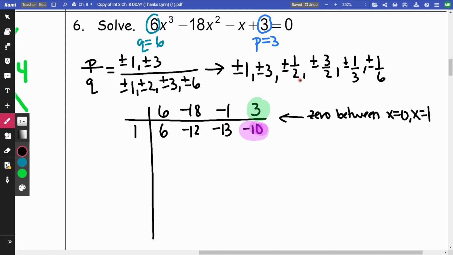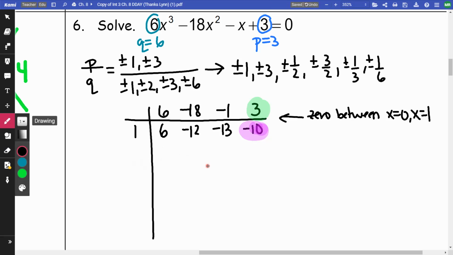Now, maybe it's a 1/2. I could try it. Or I can just stick with trying my 3 next. Let's say I try it. Let's see what happens. Bring down my 6. Half of 6 is 3. I add it here. I get -15. Half of -15. That's looking like that's not going to give me anything nice. I can keep going, but when I take half of 15, I'm going to get a decimal. Looks like I'm going to be having decimals all the way through. So maybe I don't want to do the 1/2.